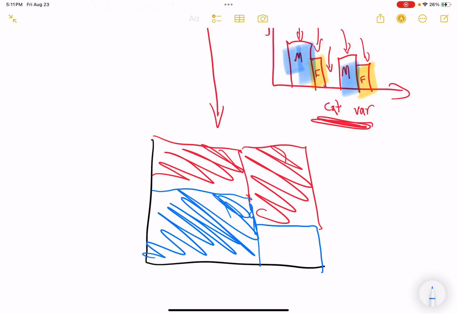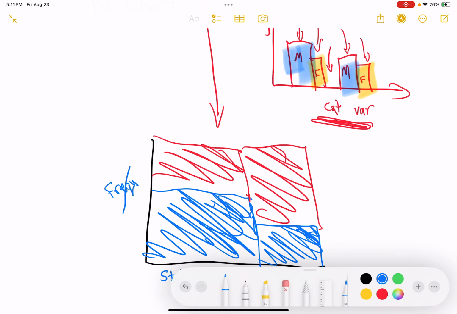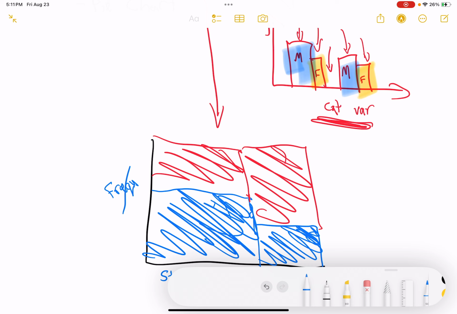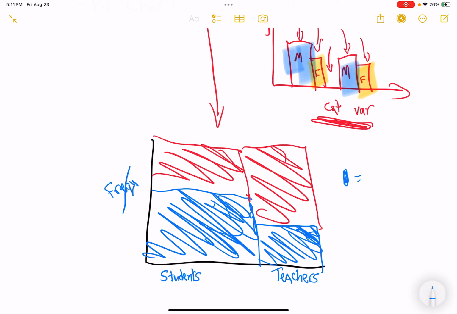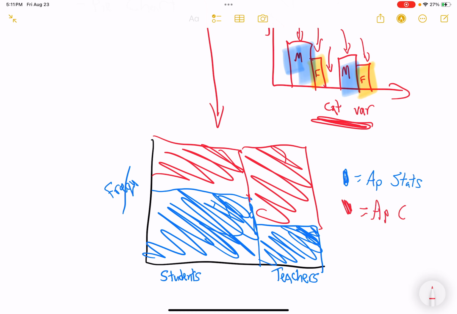Now these are coming off the AP exam soon, but for our purposes, they may show up, so we're going to roll with it. Again, we still have frequency on the y-axis, but we do not count that as a variable. Then we have a categorical variable on the bottom. Let's say, for example, this was students and teachers, I believe in the example I gave in class. Okay, and then we have this breakdown where blue is AP Stats, and then red was AP Calc.